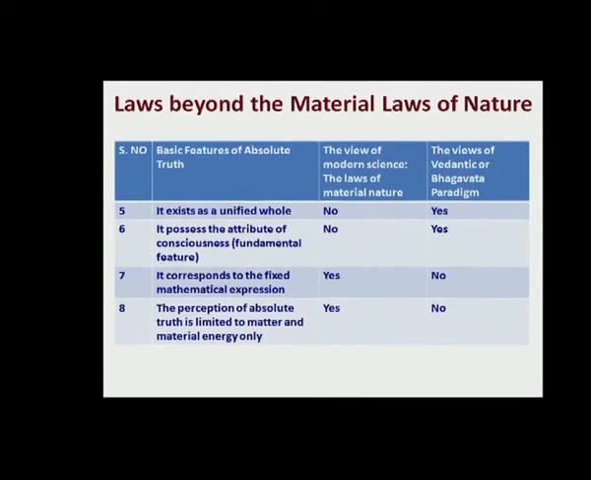It exists as a unified whole. Material science does not accept this, but Vedanta accepts it. It possesses the attribute of consciousness, which is also accepted by Vedanta, but not by material science. It corresponds to a fixed mathematical expression. This cannot be accepted by Vedanta, but material science considers it. And the perception of the absolute truth is limited to matter and material energy only. This was the view of material science, but Vedanta does not accept this.